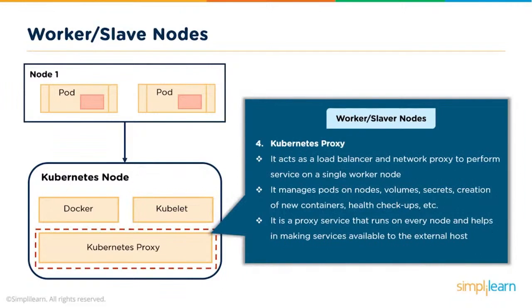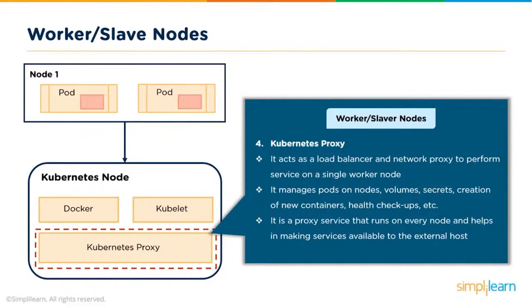The last component that exists in the worker node is the kube proxy, or Kubernetes proxy. This plays a very important role, acting as a load balancer and a network proxy. So what typically happens is whenever the pods are running in nodes, the pods can be running in any node. There is no affinity towards any node on which these pods are running, because pods or containers are something called ephemeral. They can run anywhere.